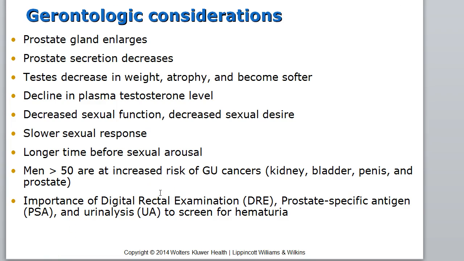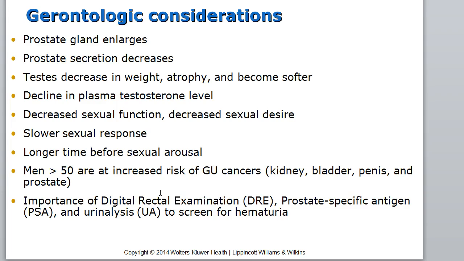Okay, so a few things I would like to talk about, some gerontologic considerations. What happens when someone is greater than 65 years of age? You would expect the prostate gland to enlarge a little bit. There is a decrease in the prostate secretion. The testis decrease in weight, become softer, atrophy, and there is a decrease in plasma testosterone level. There is some decrease in sexual function, maybe decreased sexual desire, maybe slower sexual response, longer time for sexual arousal.